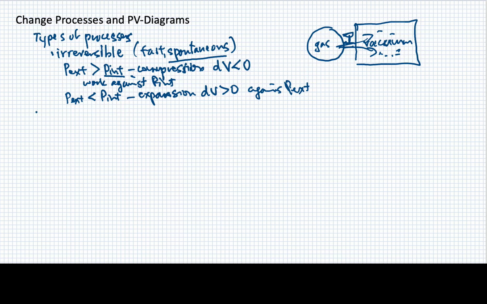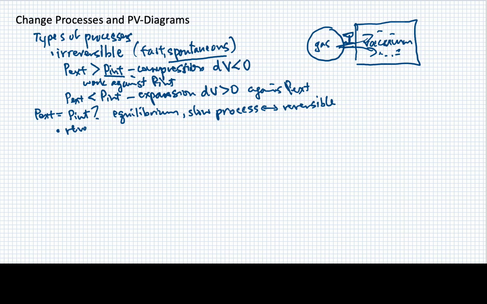But what would happen if, for example, we had a particular case where the external pressure was equal to the internal pressure? What happens then? Well, we would call this, first of all, an equilibrium. There is no net force that causes a change in either direction. This means that whatever change might happen would happen slowly, and it could be reversed if these things are very close. So we're going to define this as conditions under which it might be possible to have a reversible process. So that's the second type of process that we should worry about, and that is a reversible process.